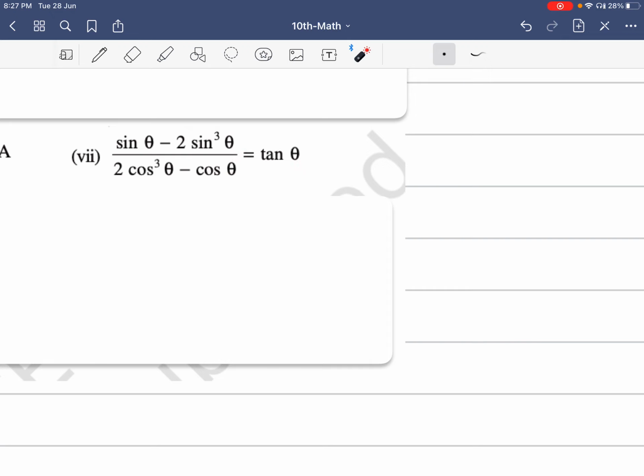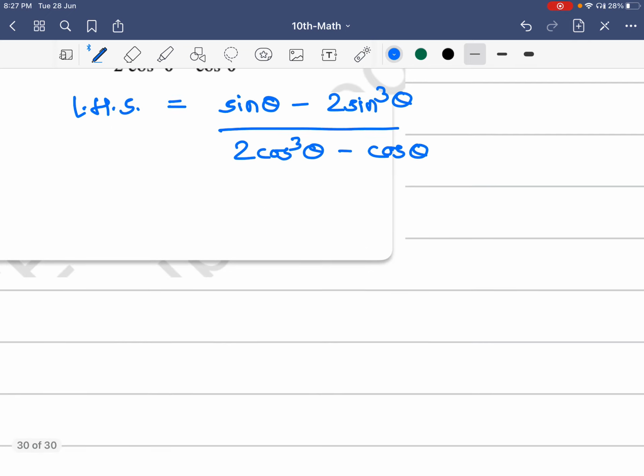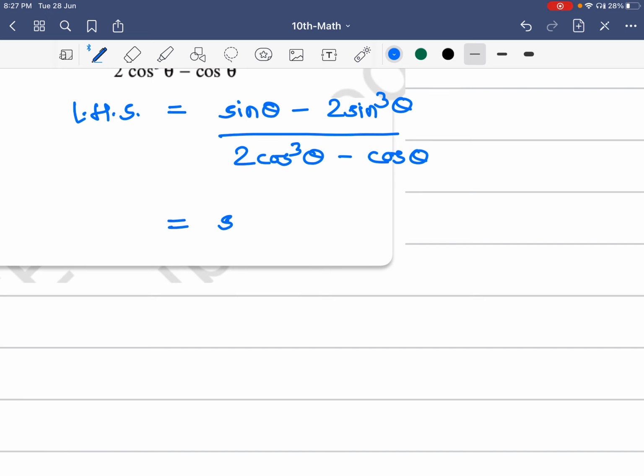So just one simple expression, one simple trigonometric ratio on our right hand side is tan of theta. Now we are going to follow the same approach. We start with our left hand side of the equation, that is equal to (sin theta minus 2 sin cube theta) the whole divided by (2 cos cube theta minus cos of theta). Now very clearly sin theta is common in the numerator, so I am going to take it out of the bracket.